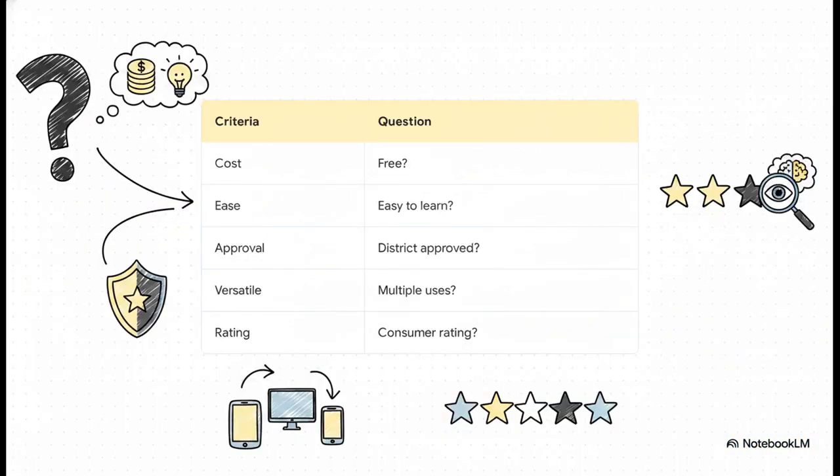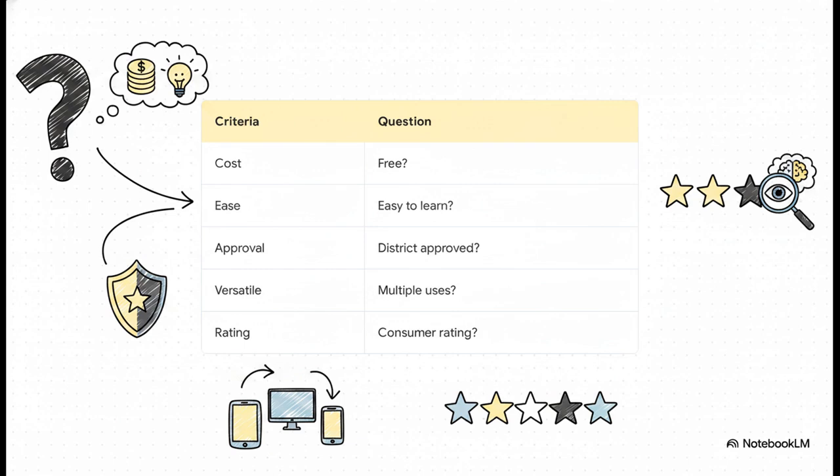Choices. With so many tools out there, to make sense of all the noise, you really need a strict evaluation framework before you adopt anything new. You have to ask yourself the big guiding questions. First up, cost. Does the product actually cost money to use? Next, ease of use. Is it relatively easy for a complete novice to learn? Then, approval. Is this tool actually approved by your specific school or district? We can't skip that one.